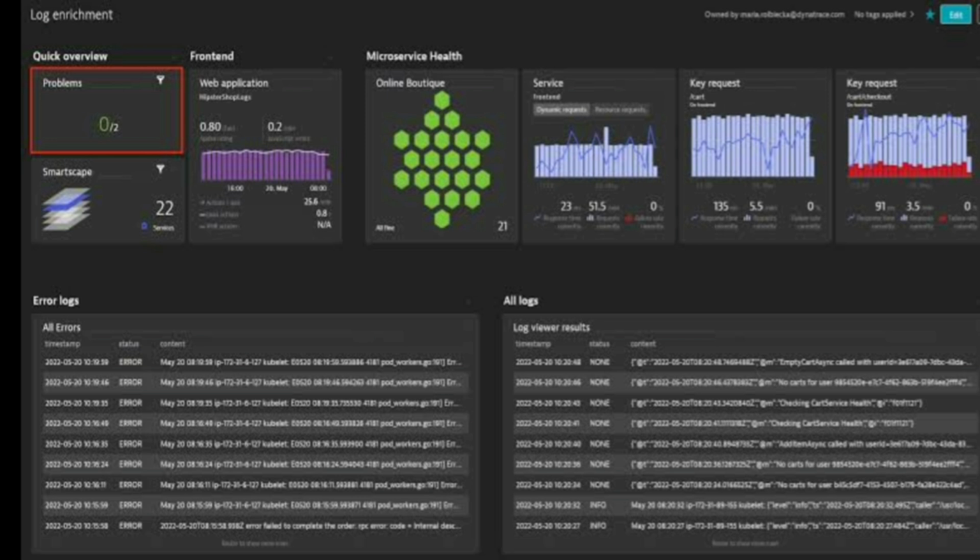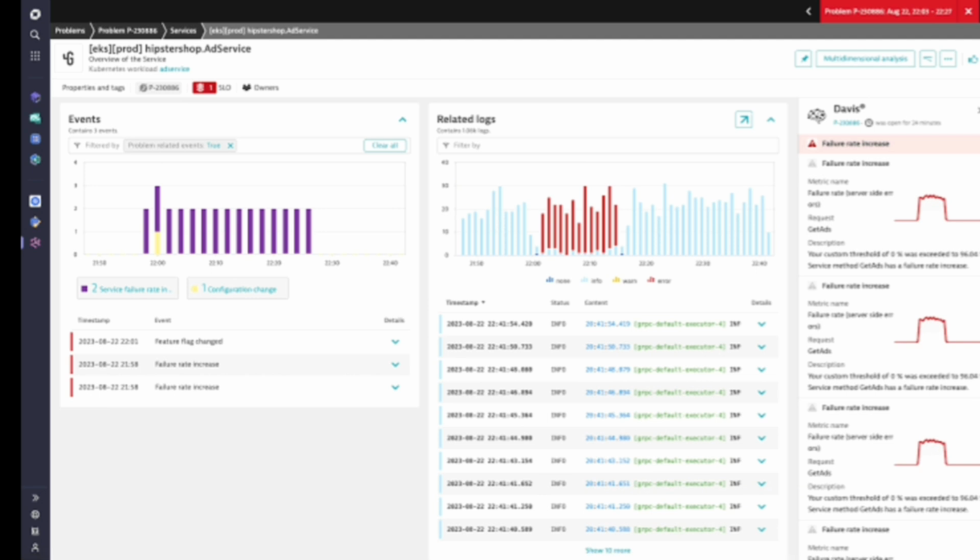Logs are detailed records of events that happen within your system. They capture a wide range of information, including error messages, status updates, and debugging details. Logs are generated by application servers and other components, providing a granular view of what's happening at any given moment.